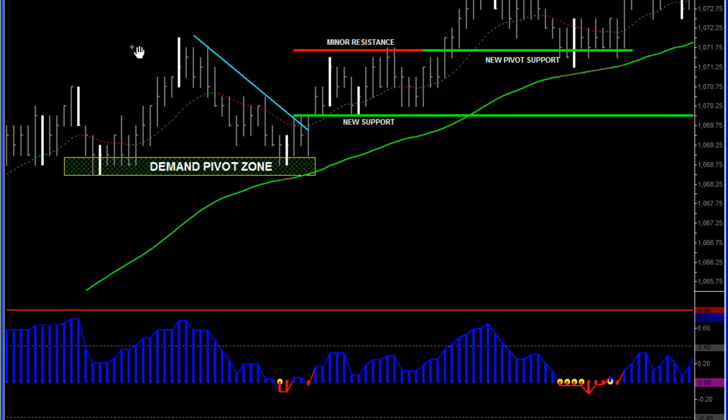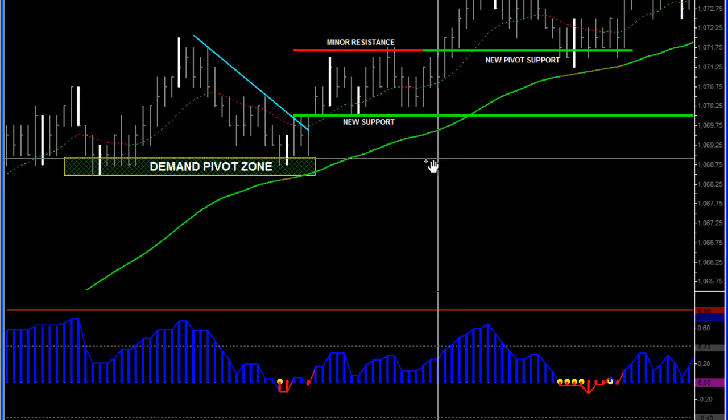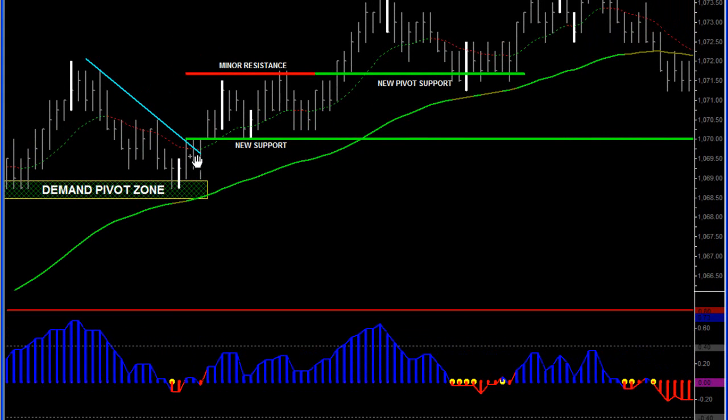So we're looking for those new swing highs, and we're looking for pullbacks to the prior pivot zones. Here again, a pullback into the pivot demand zone, and then we made a minor new swing high, pulled back, and the market created a new higher support level here. So again, that's supportive of higher prices.